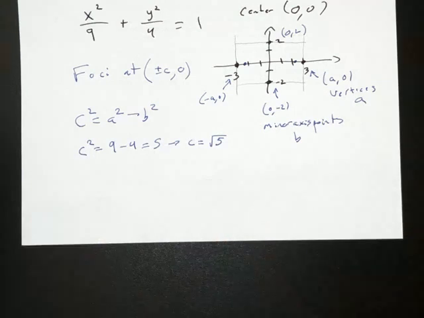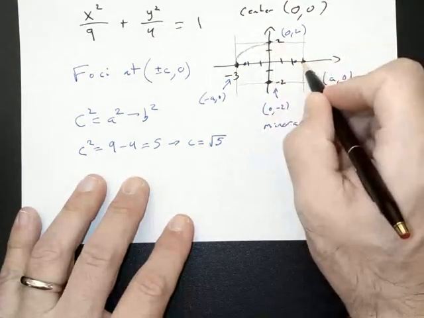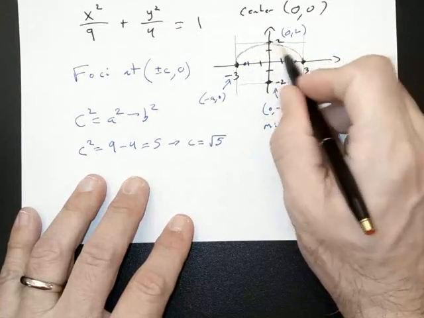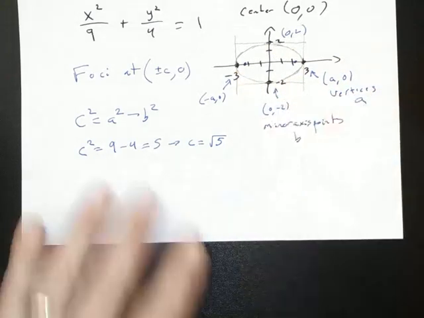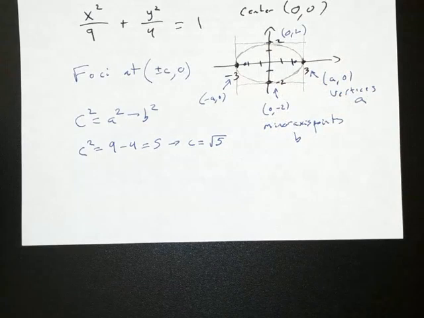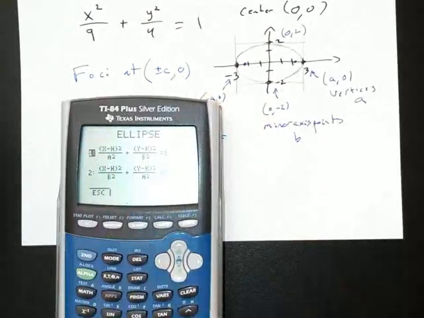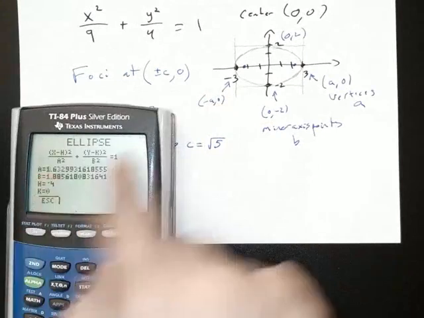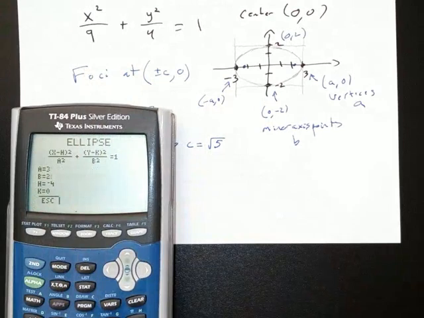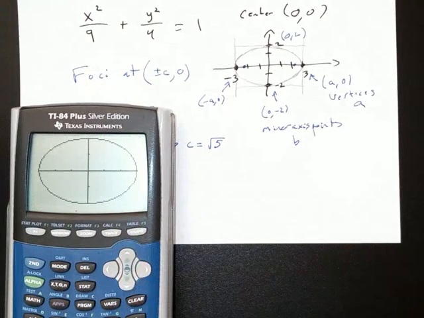Now, I'm not the greatest artist, and I didn't bring my thumbtacks or my string, so I'm just going to approximate here. There's my ellipse. But since I know A and B and H and K for this problem, I could put them in this formula, this first one, since that's the horizontally oriented one. A is 3, B is 2, H and K are both 0. There's my picture in the box that goes from -3 to 3 and -2 to 2.